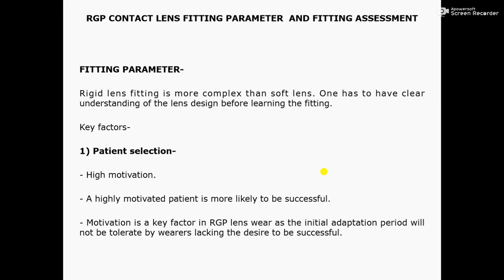Here, the key factors are: number 1, patient selection. The patient should be highly motivated. A highly motivated patient is more likely to be successful. Motivation is a key factor in RGP contact lens, as the initial adaptation period will not be tolerated by wearers lacking the desire to be successful. Highly motivated or sincere patients are suitable for RGP contact lens.